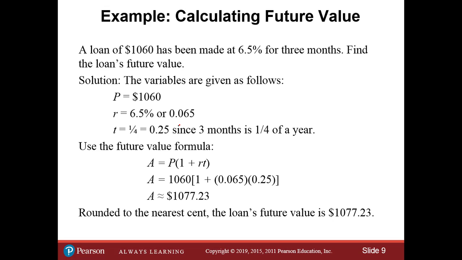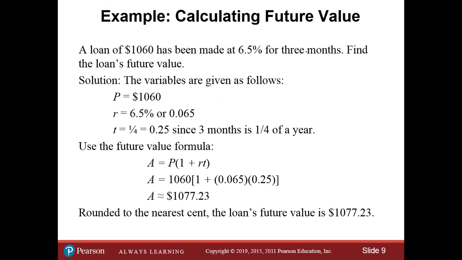Okay. So now we have a loan of $1,060 that has been made, at 6.5% interest for 3 months. Now we want to find the loan's future value. So think about this. P is 1,060. R is 6.5, but that's annual, right? So we need time to be in years. That means we cannot use 3 months. We have to put this in years.